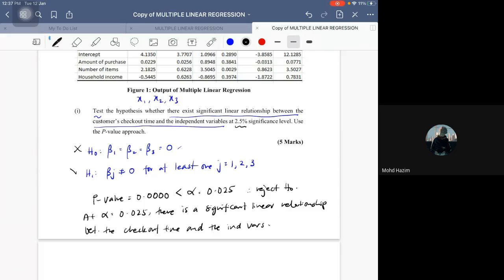Okay, so those are going to be our hypotheses. So we just want to answer this question. So you get B1 for this. So you get 3 marks for this.